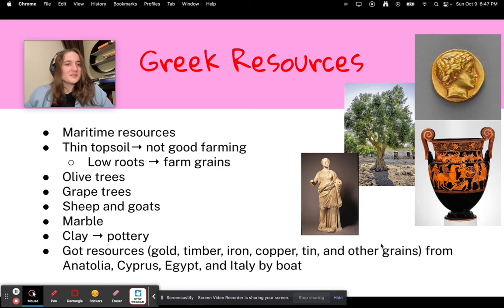So, where did they get the resources that they didn't have? A lot of the time, Greece got their gold, timber, iron, copper, tin, and all the other grains and food supplies from places such as Anatolia, Cyprus, Egypt, and Italy. And how do they get it? They got it by boat, right? Because pretty much all of Greece is like little islands.